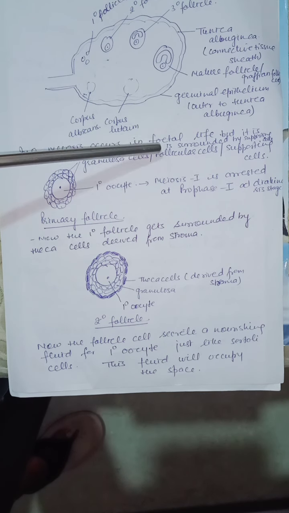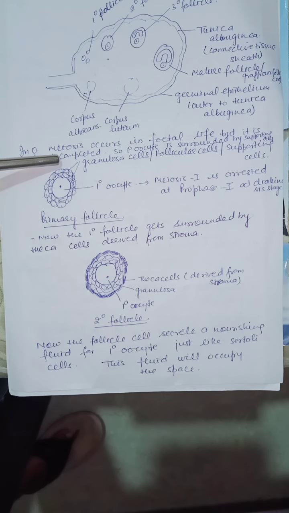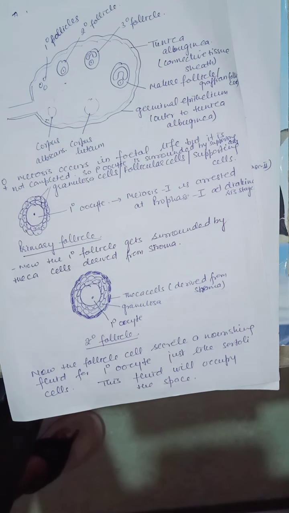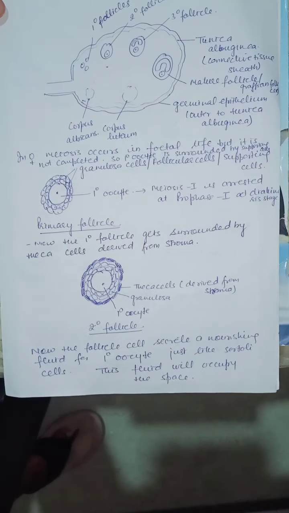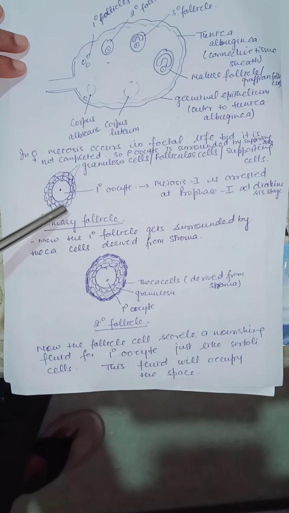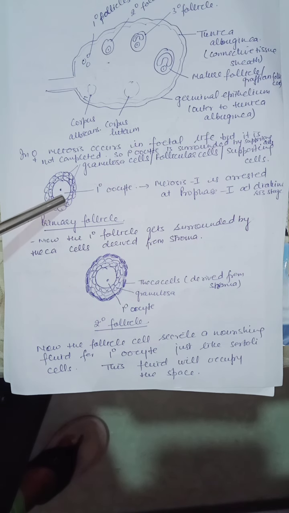So primary oocyte is surrounded by supporting cells, or granulosa cells or follicular cells. When primary oocyte is surrounded by granulosa cells or supporting cells, then this structure formed is known as primary follicle. So primary oocyte remains protected in the ovary till puberty in the primary follicle form.